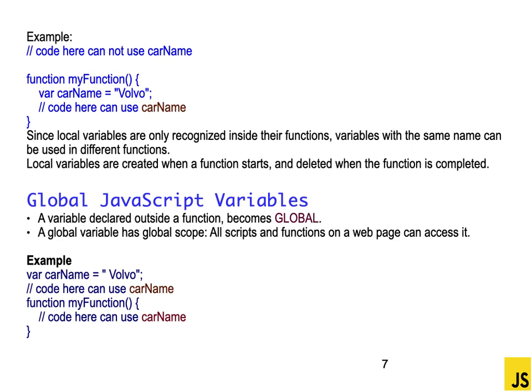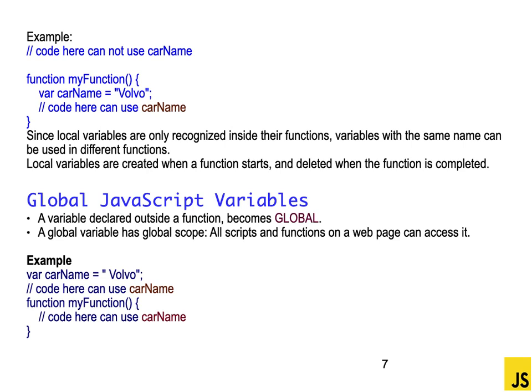See the second example. var carName is equal to Volvo, that is placed out of that particular function my function. There is code inside the function my function, and out of that function, some code will be there. All the code can use the newly created carName variable. Inside the function and out of that particular function, the carName variable has accessibility or visibility. So such variables are known as global variables.